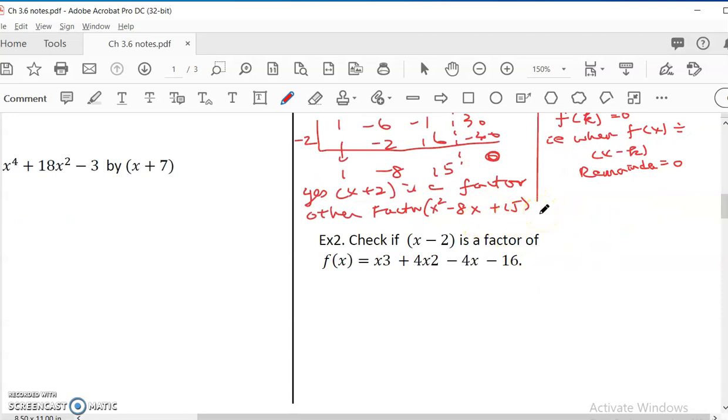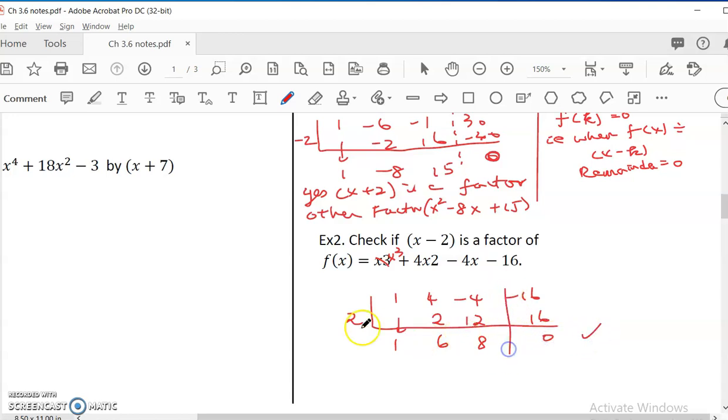Okay. But we are just checking one factor. So check if x minus 2 is a factor. To check it, x minus 2, I do synthetic division. I think this is x cubed. So the coefficients are 1, 4, -4, -16, and I divide by 2. Bring down 1. 1 times 2 is 2. Add them, it is 6. 2 times 6 is 12. 12 plus -4 is 8. 2 times 8 is positive 16. You have a 0, right?